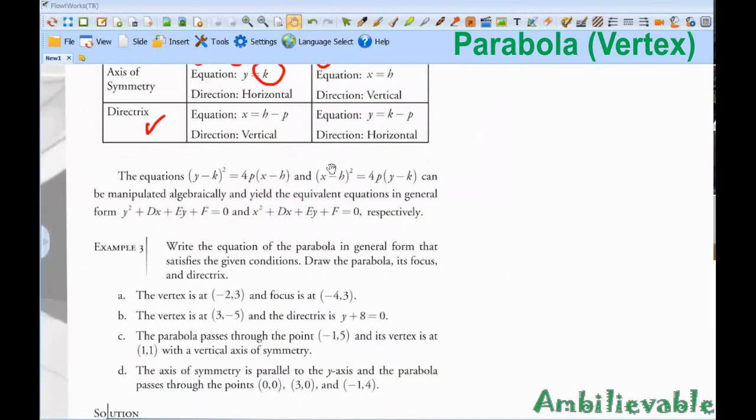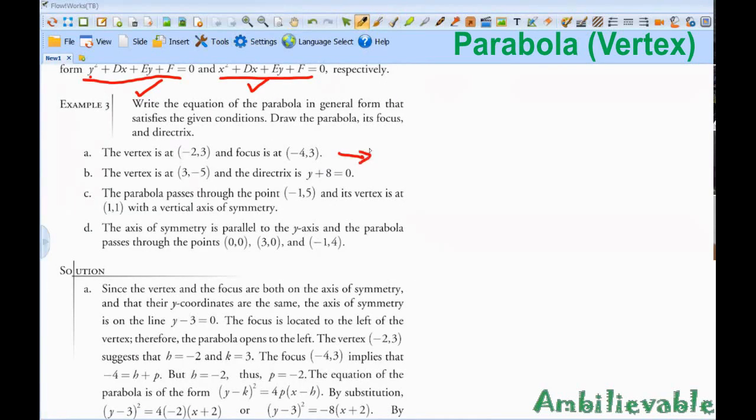Remember our general form: x squared plus dx plus ey plus f, or y squared plus dx plus ey plus f. They are separated: opens to the right or left, opens upward or downward. Let us see example 3. Ali, will you read example 3? Does it open to the right, left, upward, or downward? Let us try to discover.